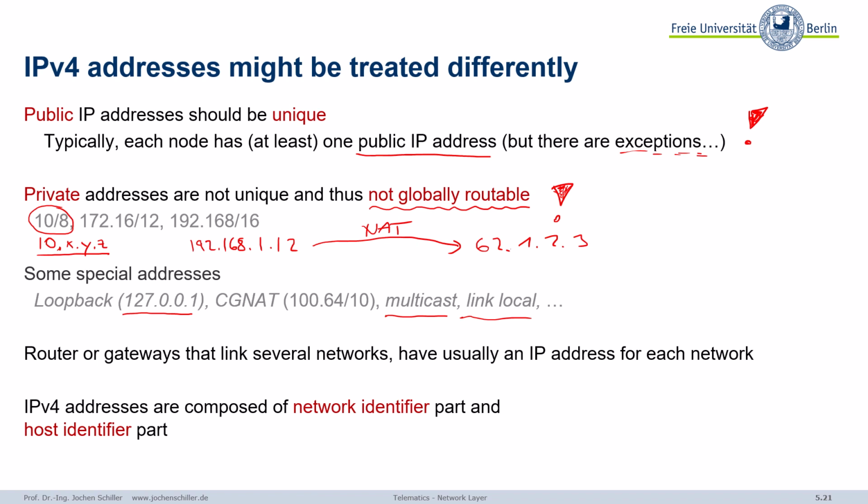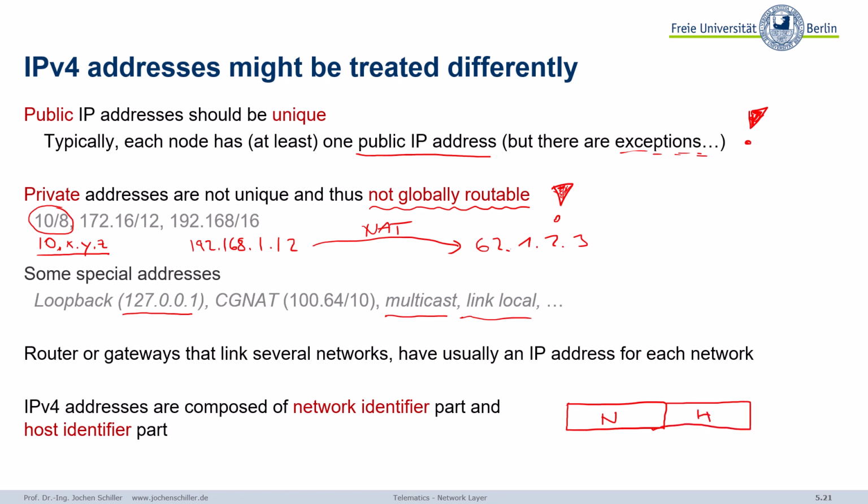And as we already saw, the addresses are composed of two parts. One is the network identifier. So that's for the network. That's our prefix. That's the important part for the internet, for the routers. So they have to know something about the prefixes. And then the second part is the host identifier.